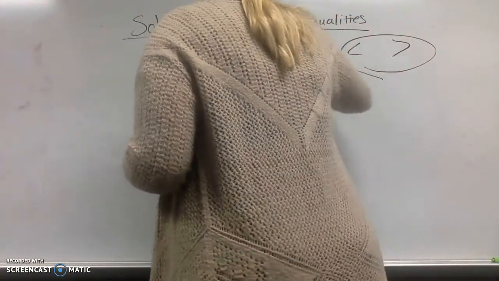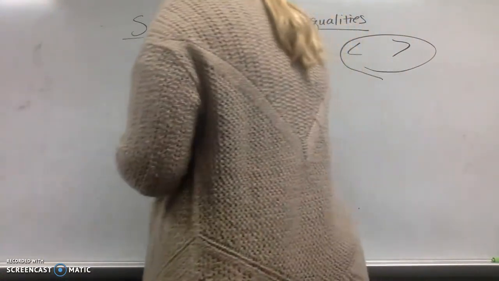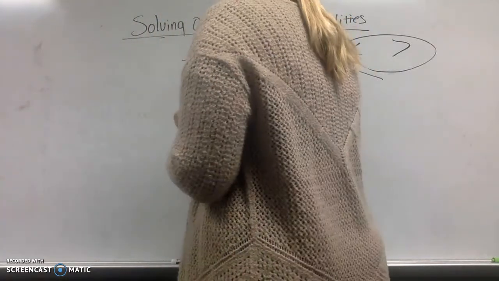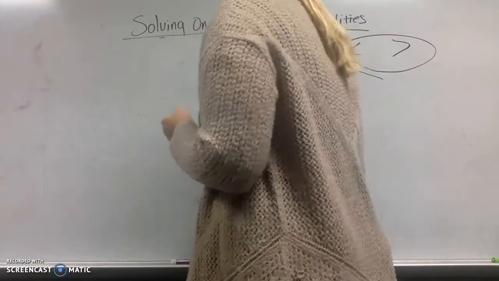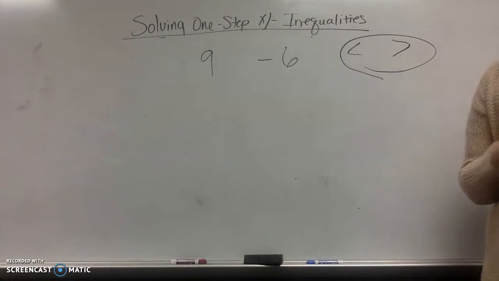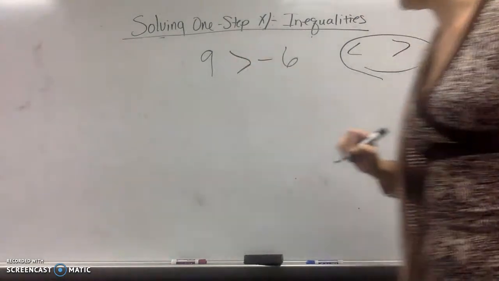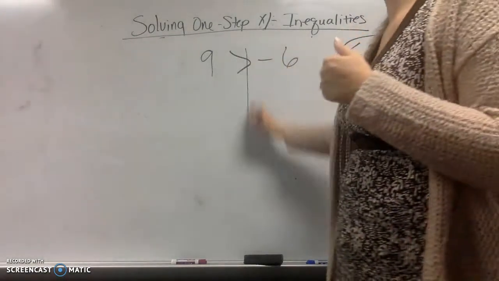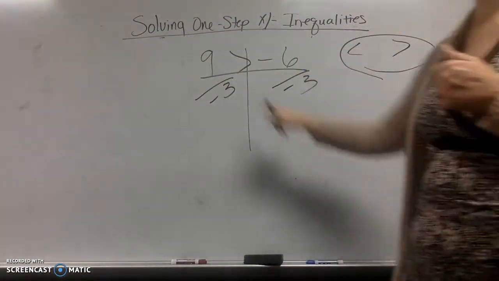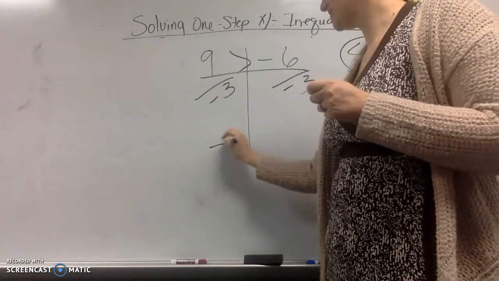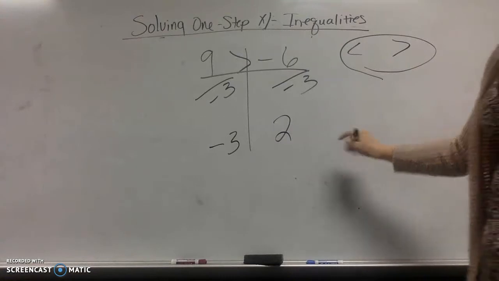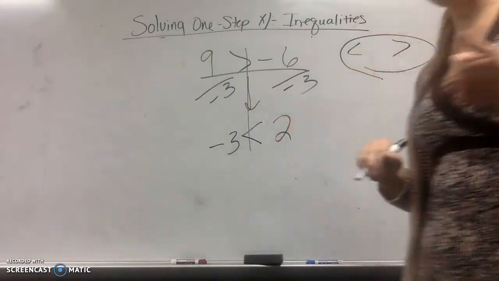Let me give you another example. I give you 9 and -6, and I ask you to put the correct inequality in. We would pick greater than because positives are greater than negatives. Now, if I draw a balance scale and decide to divide both sides by a negative, this is now -3, and this is now +2. Positives are always greater than negatives, so again, the sign switches.